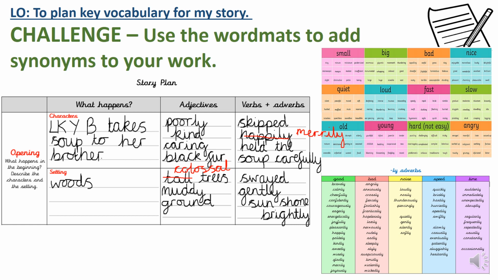And I like the muddy ground, so I'll keep that there. Let's look. So we have the branches swayed gently. I like gently, but I could have another word. Maybe they swayed slowly. Maybe they swayed softly. I like swayed softly because that's got the alliteration of the S sound. Swayed softly. So I'm going to put a nice neat line through gently. And I'm going to use softly instead.